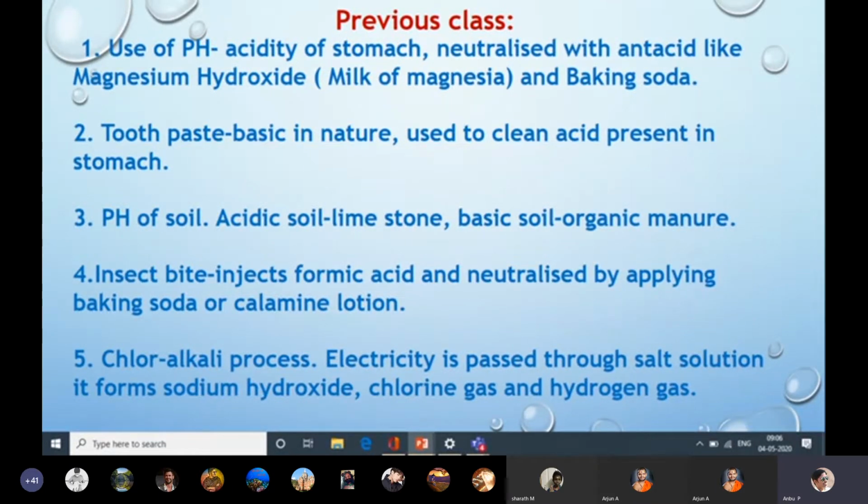And we also saw that baking soda can also be one of the antacids available in the houses. And why are toothpastes basic in nature? Then we came to know that in the mouth acid is produced due to microbial activity. To neutralize the acid present in the mouth, toothpaste is used. So toothpastes are basic in nature.